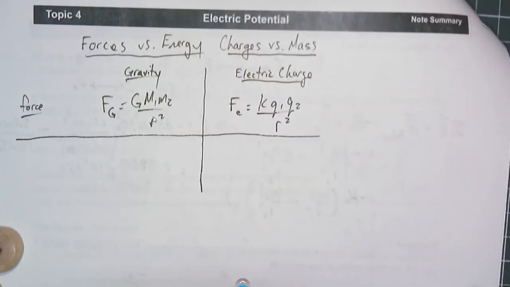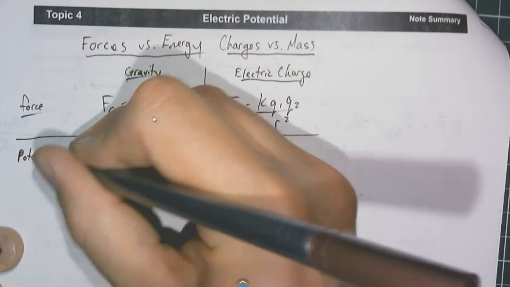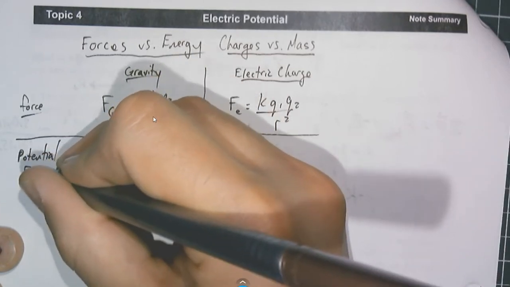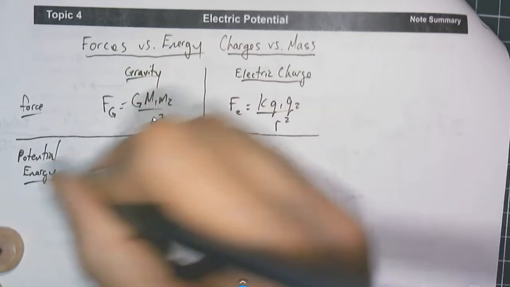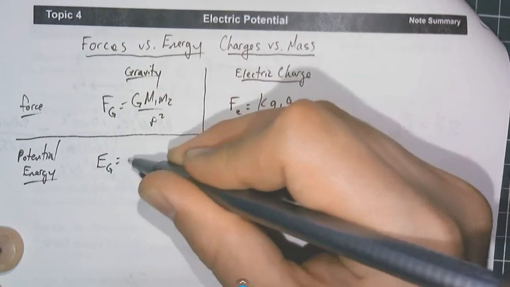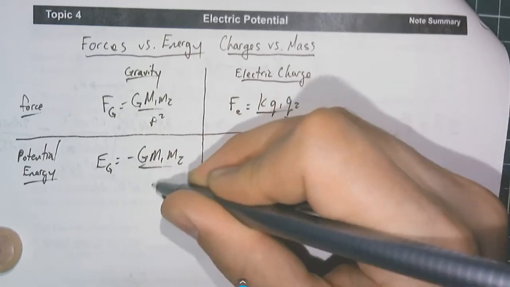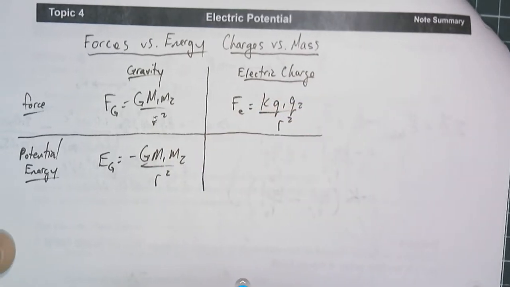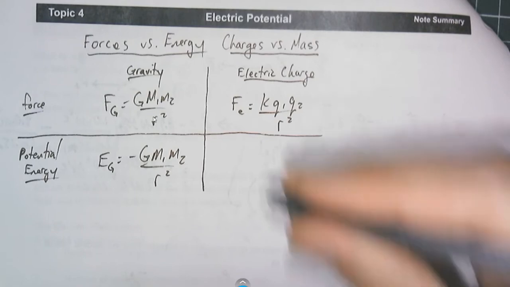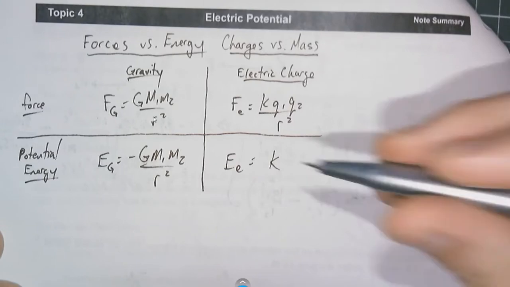I want to introduce a new thing, and when it comes to, let's call it potential energy, potential energy in a gravitational situation would be Eg equals negative G m1 m2. And we talked about why the negative sign is there. I'll just leave that there. Any guesses as to what the structure for the equation is for the electric charge analog equation? Negative Q, K Q1 Q2 over R squared? Yeah, K. I'm going to leave the negative sign off.